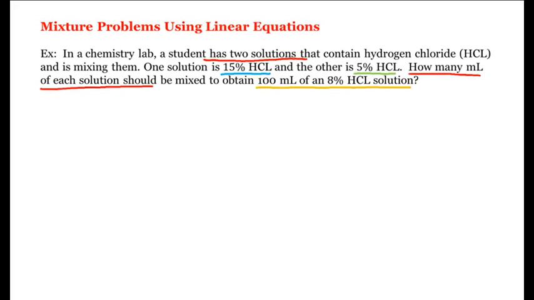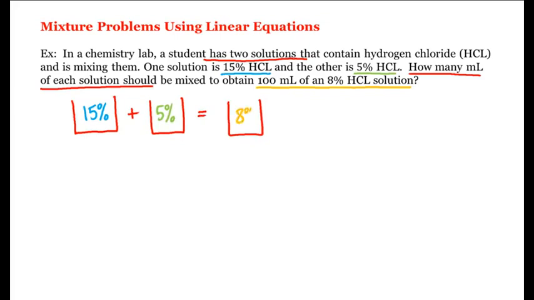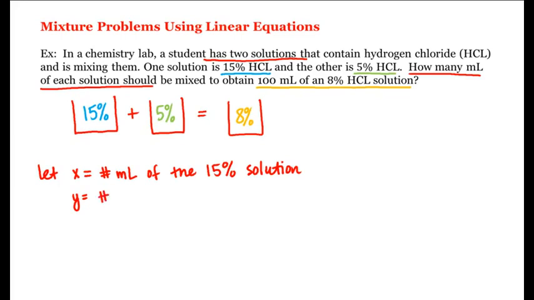chloride solution? All right, so the student has a solution that is 15% hydrogen chloride, which is being mixed with a solution that is 5% hydrogen chloride to produce a solution that is 8% hydrogen chloride. All right, so let's let X equal the number of milliliters of the 15% solution that the student will mix, and Y equal the number of milliliters of the 5% solution.